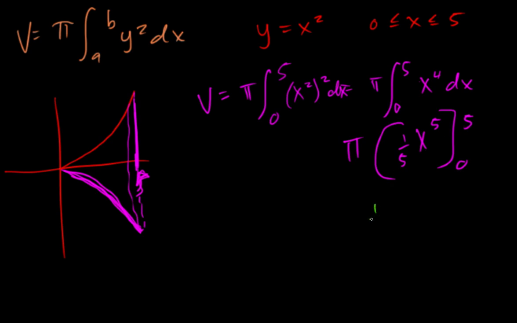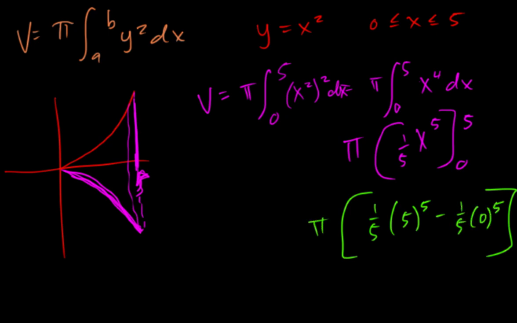Plug in 5. Plug in a 0. That just goes to 0. 5 to the 5th divided by 5 is going to be 5 to the 4th. And if we do 5 to the 4th, that is 625 pi. Okay, and units cubed.